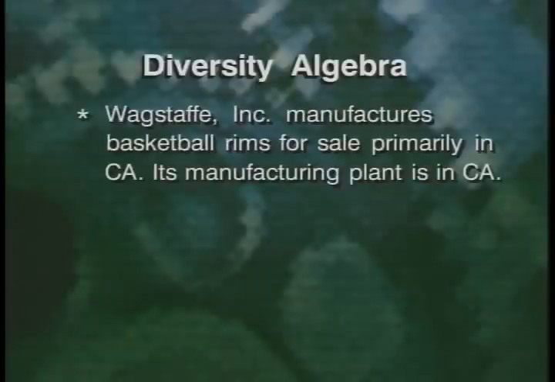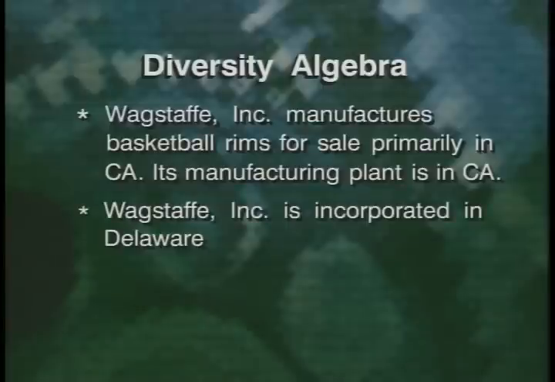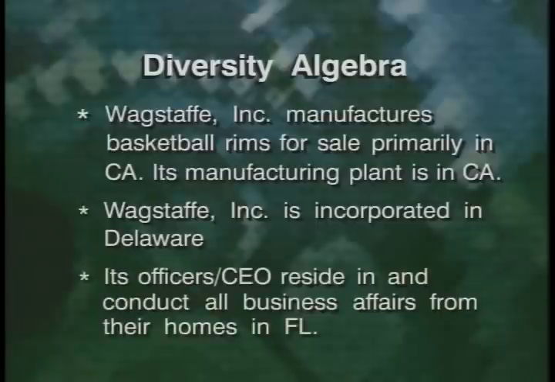Plaintiff, Inc. What the heck? I'm the person here. Plaintiff, Inc. manufactures basketball rims for sale primarily in the state of California. Its manufacturing plant is in California. All right. Wagstaffe's incorporated in the state of Delaware. Let's knock out that California to make it easier math. So just the state of Delaware. However, its officers and CEO reside and conduct all business affairs from their home in Palm Beach, Florida, where the company was founded by James Naismith Wagstaffe.